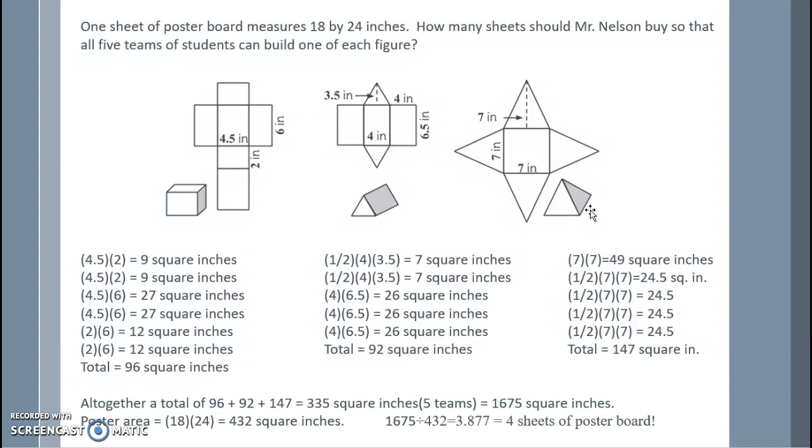So we'll take how many total that we need divided by the poster area. So we have about 3.87 sheets of poster board, which we'll round to 4 just to make sure. So we will need 4 sheets of poster board.